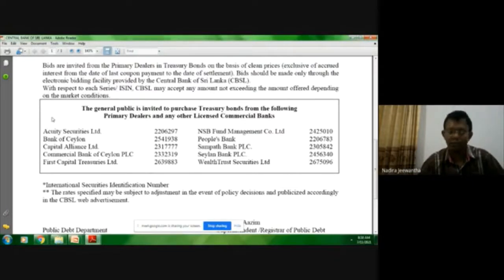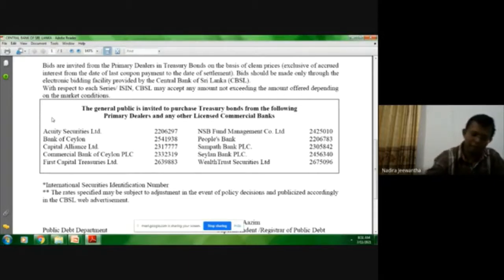Equity Securities is a company fully owned by the government. Bank of Ceylon is a primary dealer. Capital Alliance, a company, is a primary dealer. Commercial Bank of Ceylon, primary dealer. First Capital. Now see, Equity is 1, Capital Alliance is 2, First Capital 3. There is Wealth Trust Securities, 4. There are 4 individual companies other than banks. The other 6 are banks. NSP Fund Management is a company, fully owned by the NSP bank. So the People's Bank, Sampath Bank, Commercial Bank, and Bank of Ceylon: those are the primary dealers among banks.